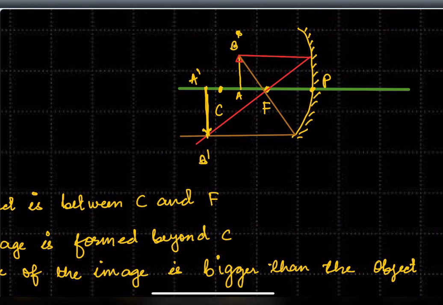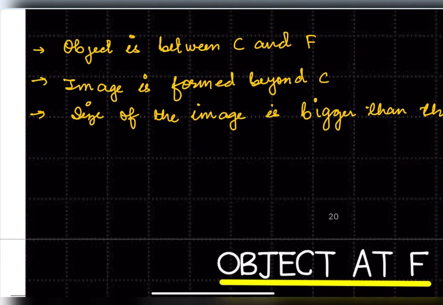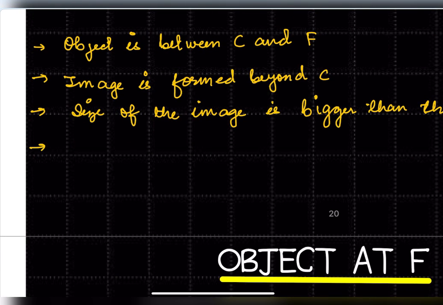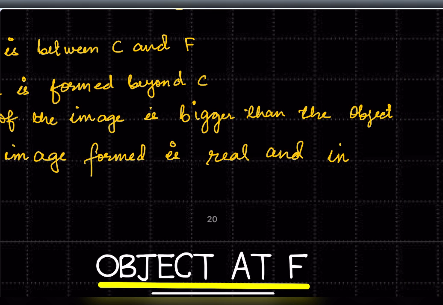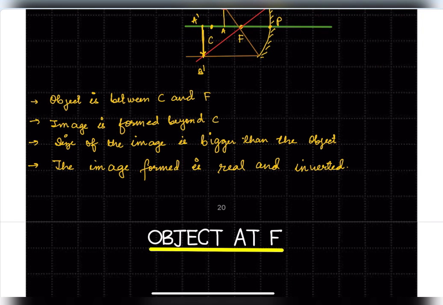Okay, what about real and inverted? Sir, first it is inverted, right? If this is going up, this is going down, so this is inverted. What else? It is formed in front of the mirror. This is my mirror, right? This is the reflecting part. It is formed in front of the mirror. So the same conclusion: the image formed is real and inverted. Got my point? I hope it is clear to you.